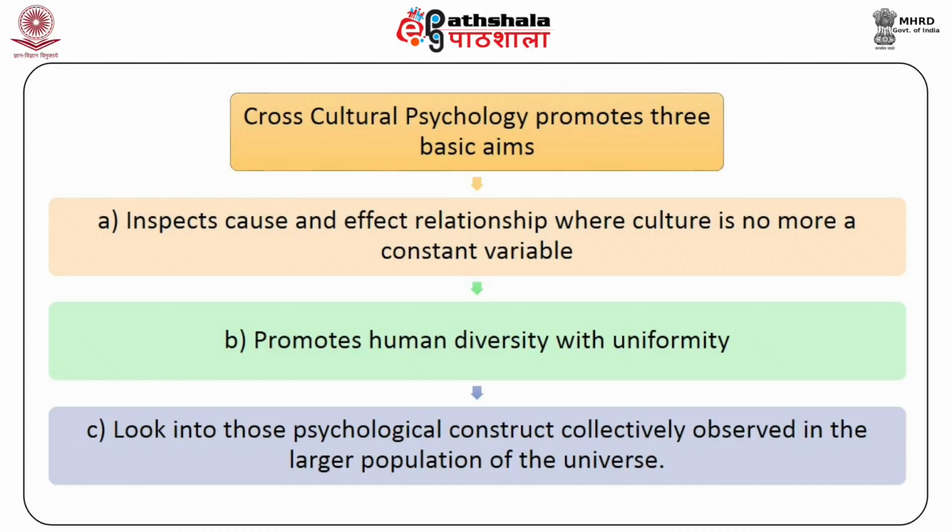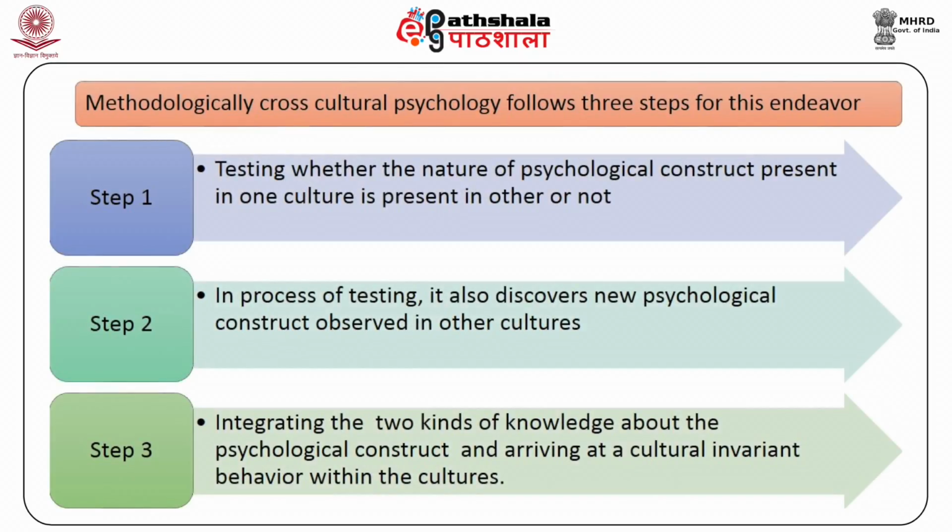A. Inspects cause and effect relationships where culture is no more a constant variable but a variable that can cause changes at various levels of an individual's behavior. B. Promotes human diversity with uniformity, universalism. And C. Looks into those psychological constructs collectively observed in the larger population of the universe. Methodologically, cross cultural psychology follows three steps for this endeavor.